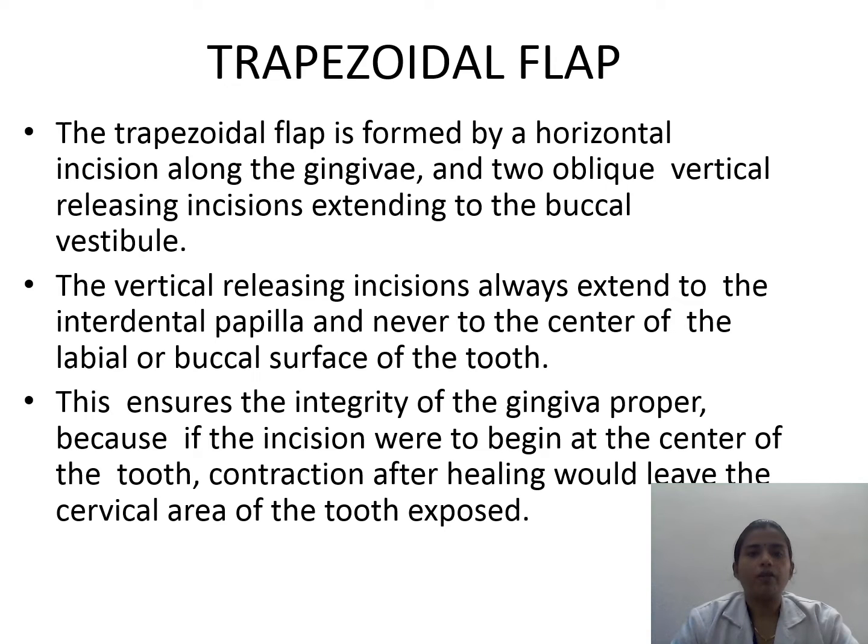Trapezoidal flap. A trapezoidal flap is formed by a horizontal incision along the gingiva and two oblique vertical releasing incisions extending to the buccal vestibule. The vertical releasing incision always extends to the interdental papilla and never to the center of the labial or buccal surface of the tooth. This ensures the integrity of the gingiva proper, because if the incision were to begin at the center of the tooth, contraction after healing would leave the cervical area of the tooth exposed.